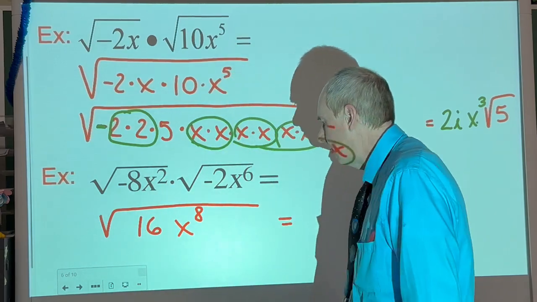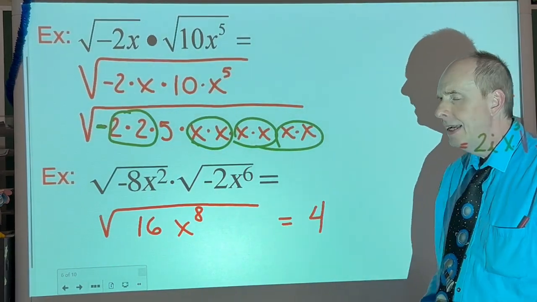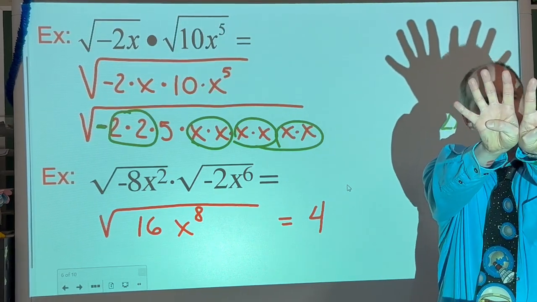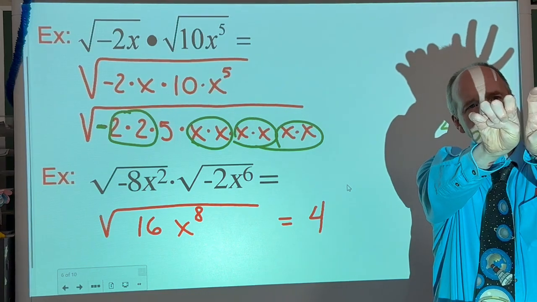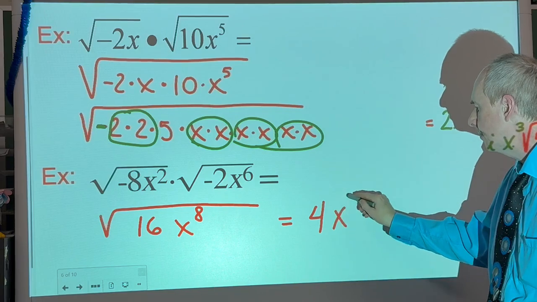And then we think, do we know the square root of 16? Square root of 16, yes, it's 4. And you have 8 x's. There they are, 8 of them. How many pairs can you make? Well, there's 2 in a pair. 1, 2, 3, 4 pairs. So that gives you x to the 4th power.